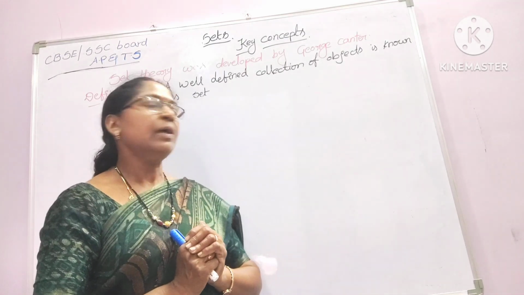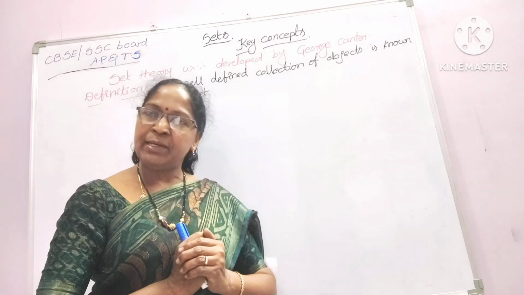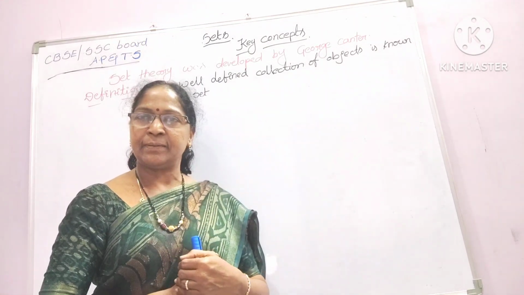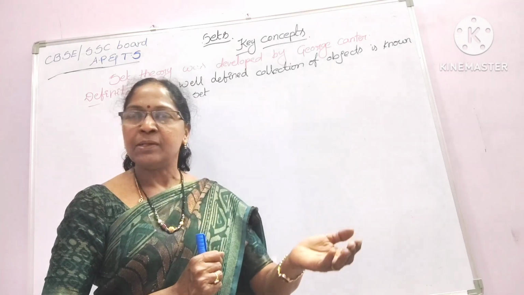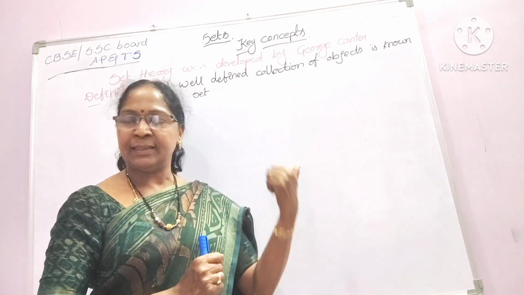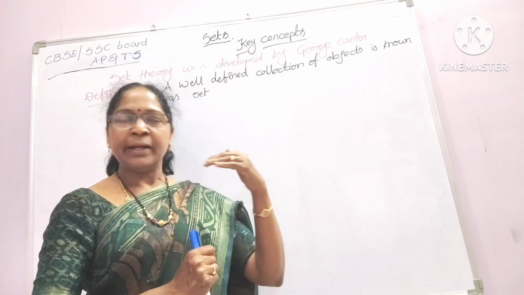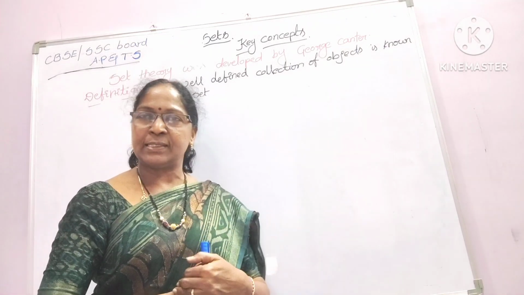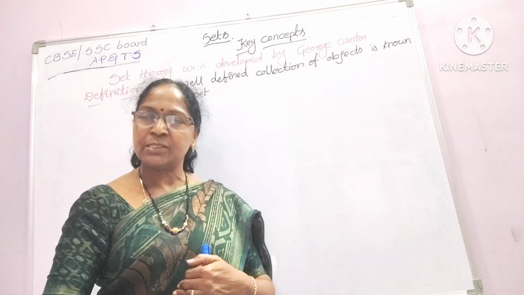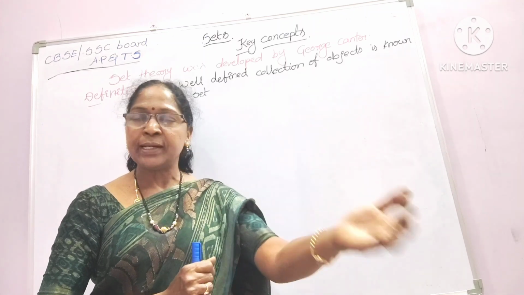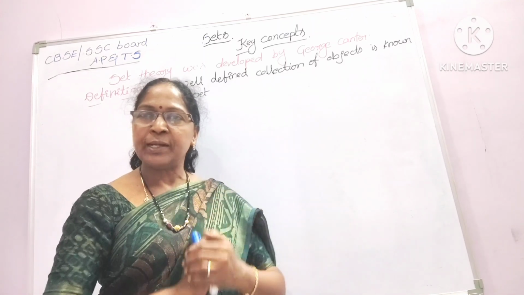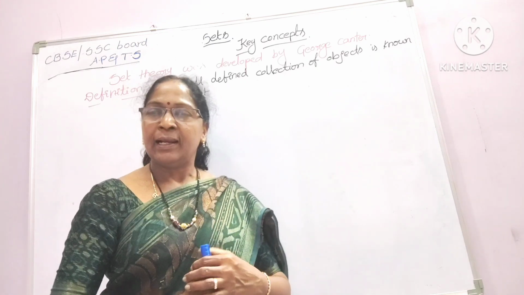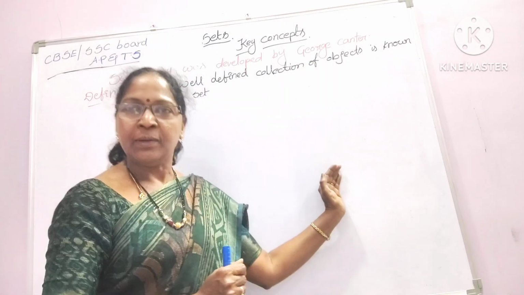For example, a group of even numbers less than 10, that is one set. A group of odd numbers less than 20, that is another set. Or a group of students who got less than 20 marks, that is another set. A group of students in the 8th class, that is another set. Like that, these are all examples.